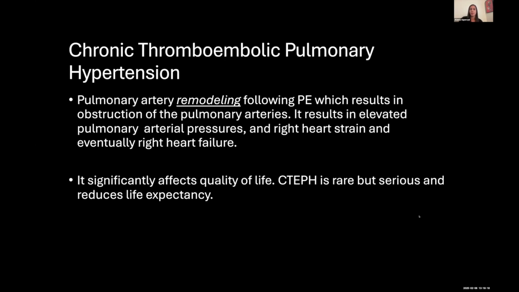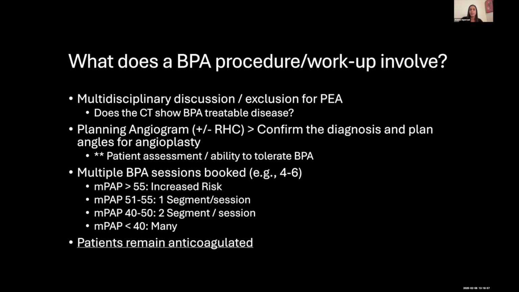So with that, I'll move on to talking about chronic thromboembolic pulmonary hypertension, or CTEPH. Essentially, after pulmonary embolism, this is remodeling of the pulmonary artery, which results in obstruction of the pulmonary arteries, elevated pulmonary arterial pressures, right heart strain, and then eventually leading to right heart failure, and oftentimes death if it's left untreated. It significantly affects patients' quality of life. The dyspnea is really quite limiting. Patients are unable to do the typical things we all would, like walk your dog, play with your kids or your grandkids, and it really does quite affect patients' quality of life negatively. CTEPH is rare, but it's serious, and it does reduce life expectancy.